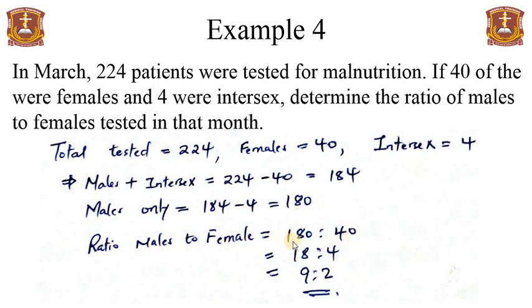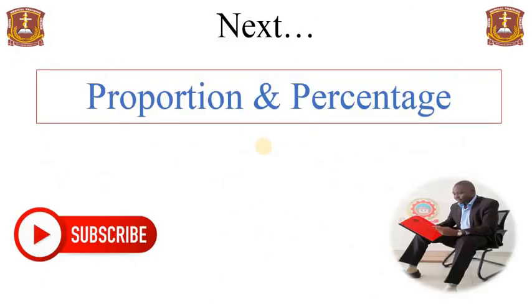And then you don't leave ratios like this. We have to simplify this. So that can be 18 to 4 by dividing by 10 throughout, and then dividing by 2 throughout, you get 9 to 2. So this is the ratio of males to females in this test. Our next topic will be proportion and percentage.